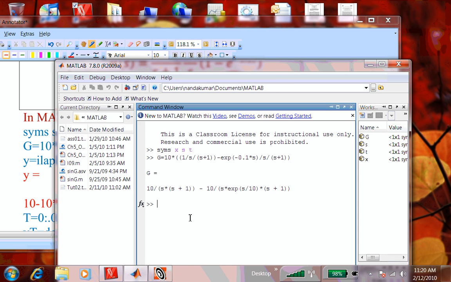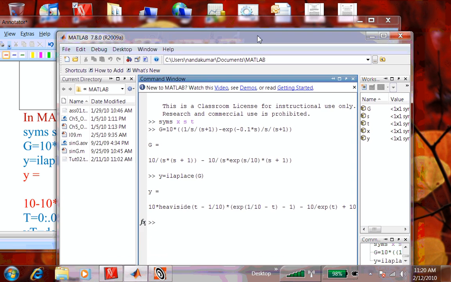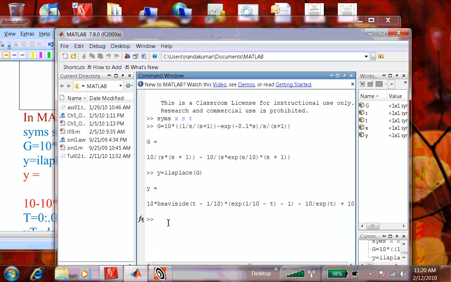Okay, and then I say y is equal to ilaplace of g. So this is how it outputs. The output has a step function in it. It is Heaviside(t minus 0.1) multiplied by e to the power 0.1 minus t minus 1. So it's a fairly complicated looking expression. So you can say, well, throw it at ezplot and see whether it plots. ezplot y.